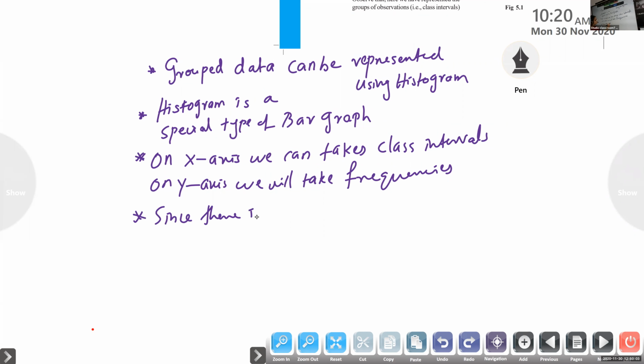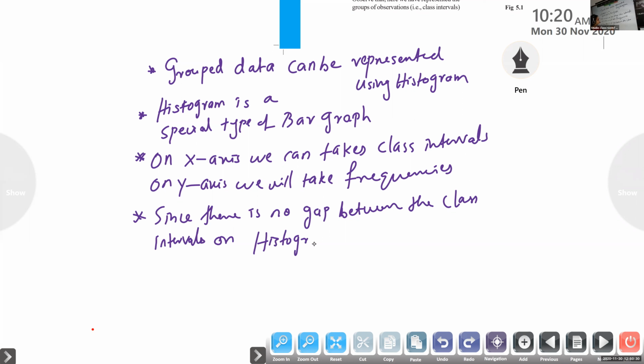Since there is no gap between the class intervals on histogram, there is no gap between bars. Underline that sentence, very important point. There is no gap between the bars.